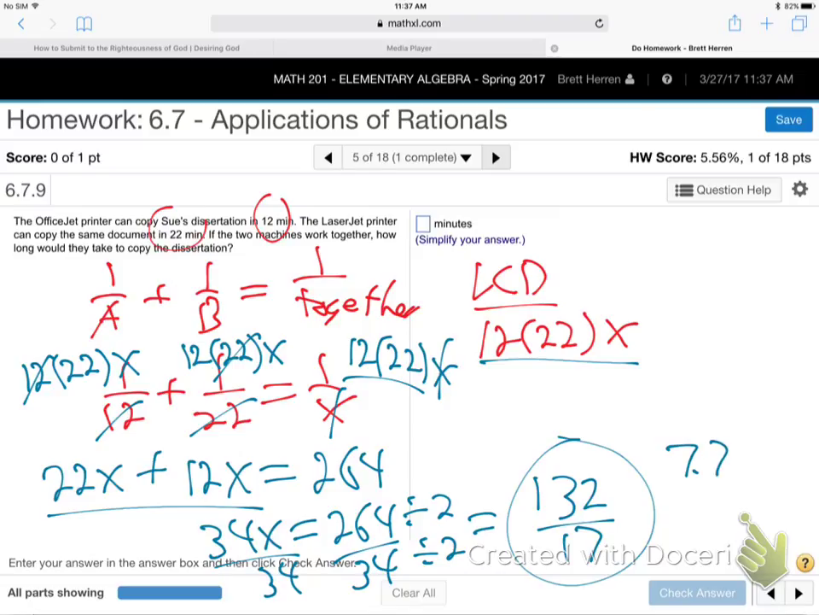Good. We good? Make sense on these? Working together, probably. So there'll be one of these on the exam Monday, and you'll recognize it. It'll go blah, blah, blah, working together. So have that little formula on your 3x5 card: 1 over A plus 1 over B is 1 over together. There'll be one of those on the exam.